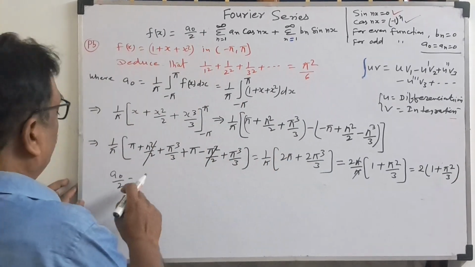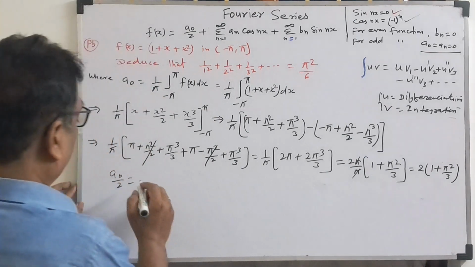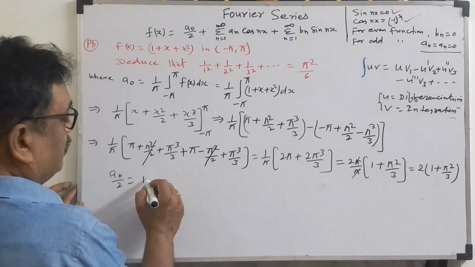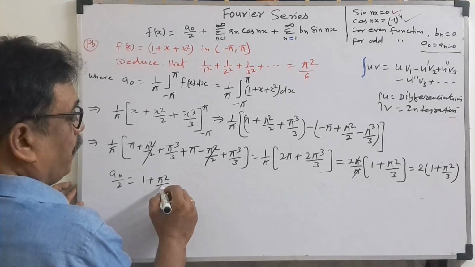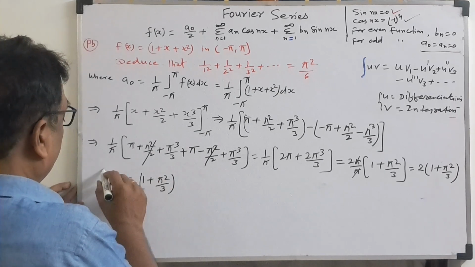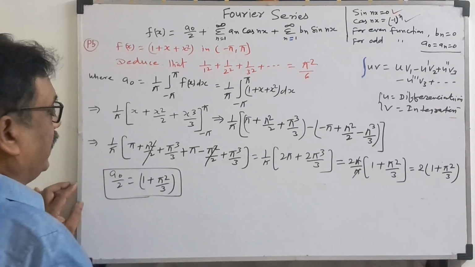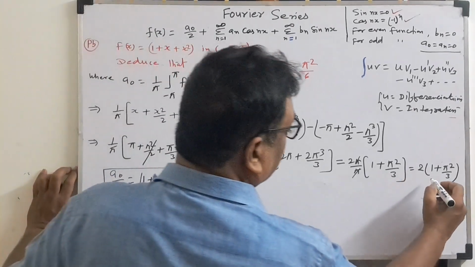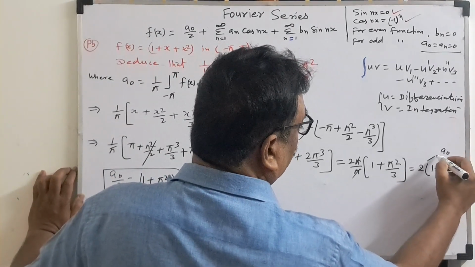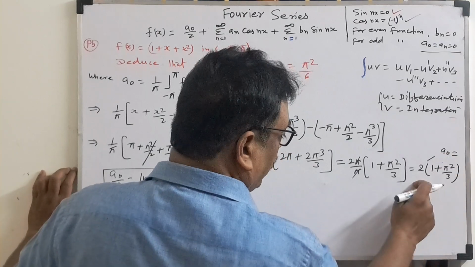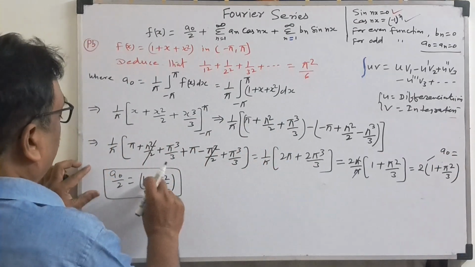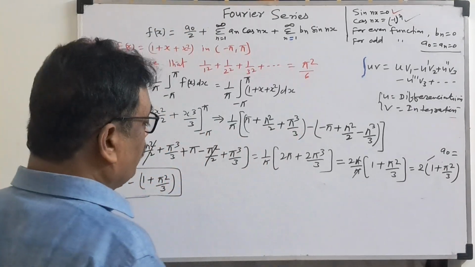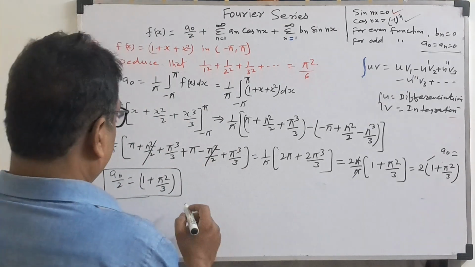Now A0 by 2, we are converting directly, that will be substituted directly there. So A0 by 2 means nothing but, the 2 will get cancelled, 1 plus pi square by 3. Because 2 is given, 2 will get cancelled. So this will come, this is called A0 by 2. Directly this value will be substituted in the first Fourier coefficient. Okay. Now we'll go to another constant.